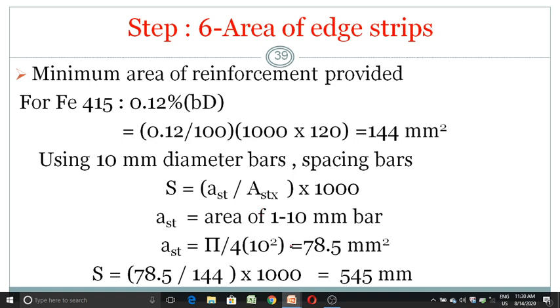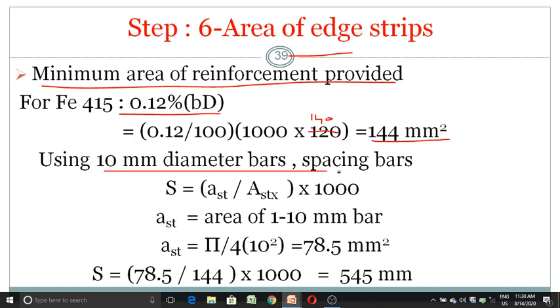As I already told you, we have to divide our total slab into middle strip and edge strip regions, and in those regions we have to calculate the area. The minimum area of reinforcement provided in the edge strip is as per code, that is, since we are using Fe415, 0.12% of bD. Here the overall depth is 140, and if you calculate that, the area we get is 144 mm square, and we are using 10 mm bars in this region also.